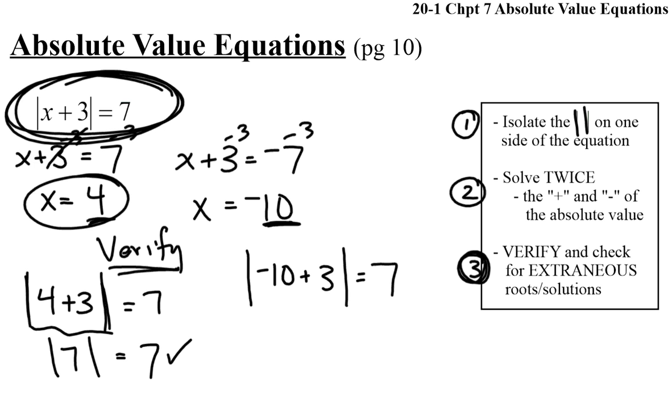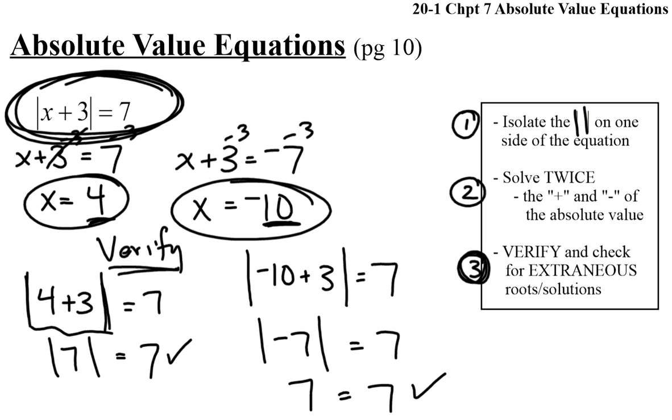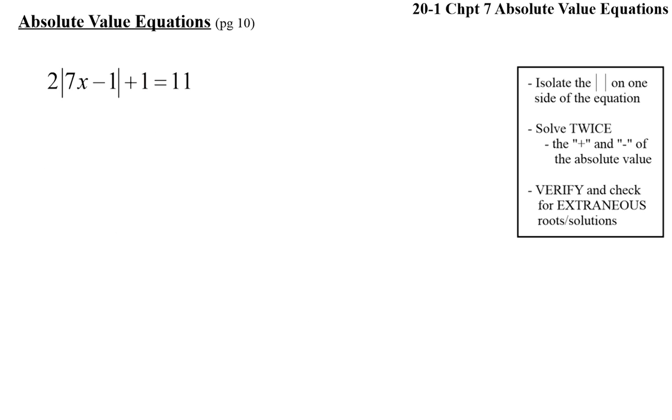And negative 10 plus 3, well, we have the absolute of negative 7, and the absolute of negative 7 is 7. So yes, 7 equals 7. We have 2 solutions because there's 2 values we can plug in for x that when the work is done in the absolutes, we get a value of 7. So you have to solve twice.